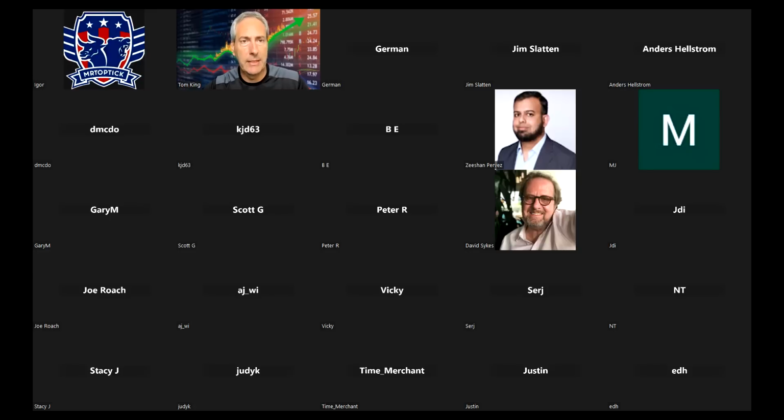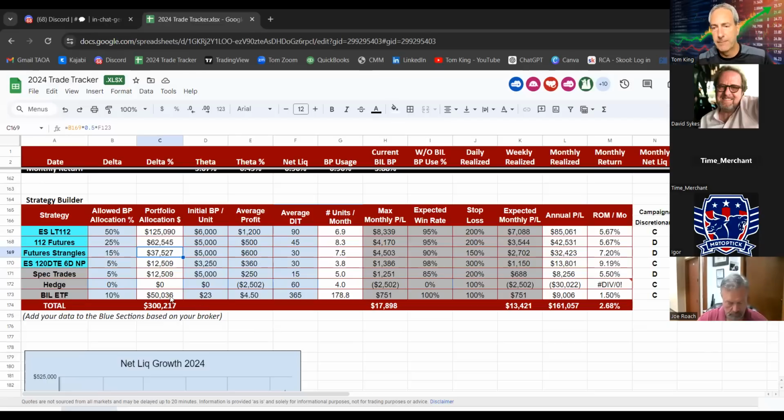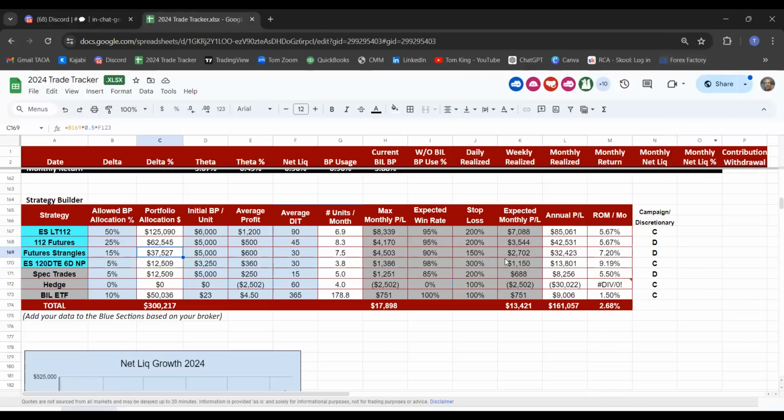In fact, I will share my screen. You can see my screen, and then I'll jump into it. All right, and the question was, well, if Strangles are so doggone good and have a great return on margin, and again, I'm going to have you guys stay off video just so that we don't have it blocking the whole screen.